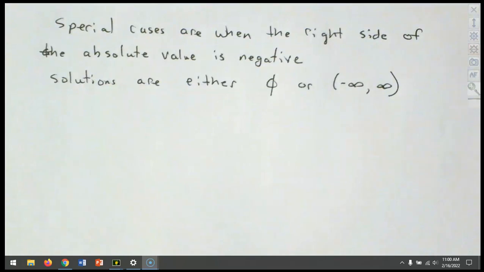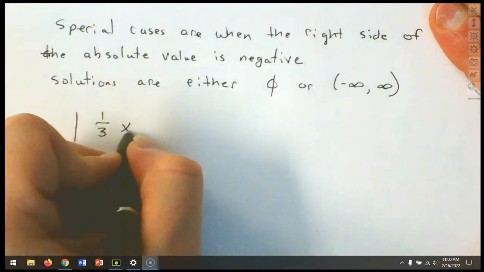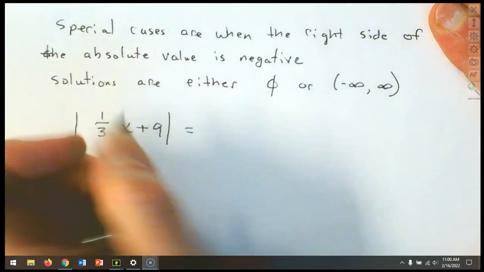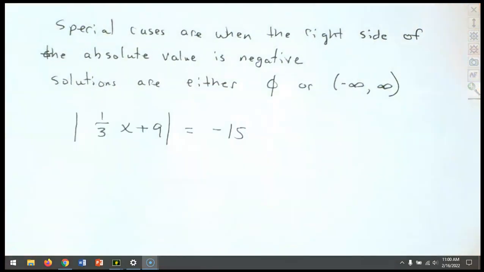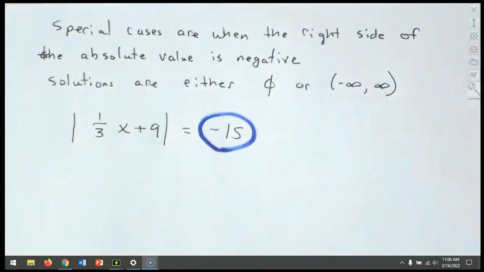Okay, so we already talked about this one. Absolute value of, let's say, 1/3 x plus 9 equals negative 15. We do not need to solve this one. This is a very, very commonly missed question. You can't solve it, right? We don't have to do any work at all. When we look at these absolute values, we need to first make sure that that number on the right is positive. If it's negative on the right, we don't have to do near as much work, and it's a simple problem. It equals a negative number.